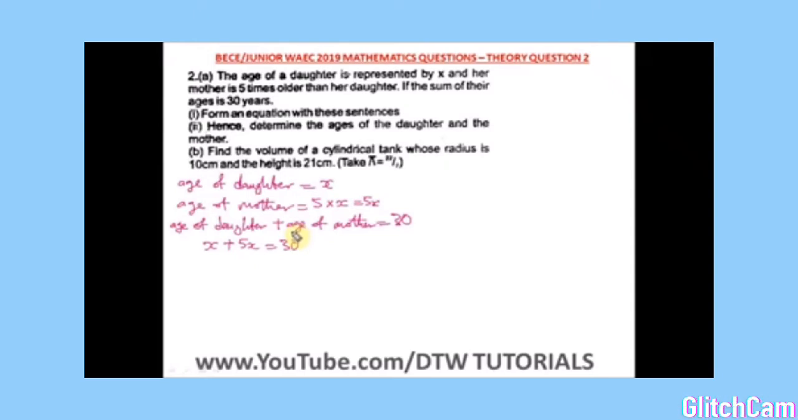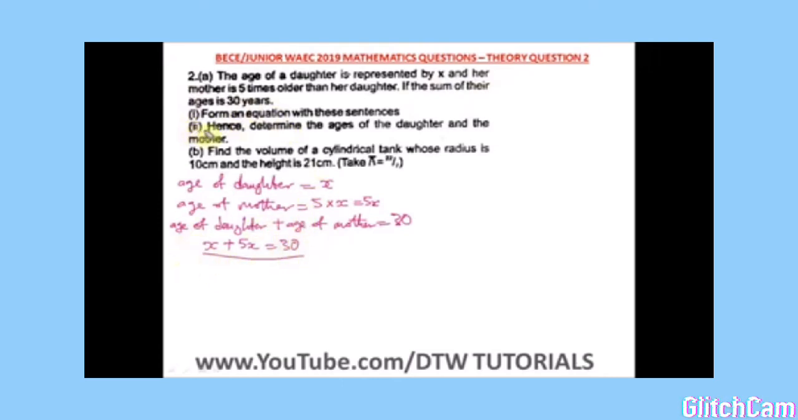Read each statement in detail and interpret, write them down one at a time. This is a word problem. For question i, it says form an equation from these sentences. So this is our equation that will form from the sentence. If the sum of their ages is 30 years, so this is our final equation.